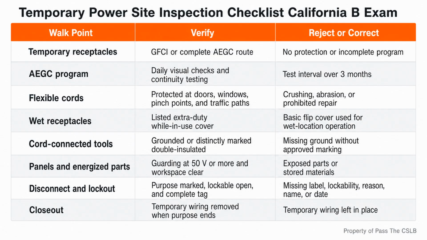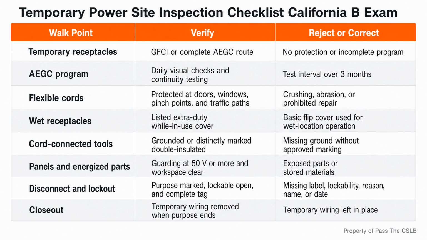Finally, I ask what happens at closeout. Temporary wiring must be removed immediately when the project or its temporary purpose is complete. Closeout is part of the original plan, not an afterthought. If nobody owns removal, temporary installations have a way of becoming permanent by neglect.